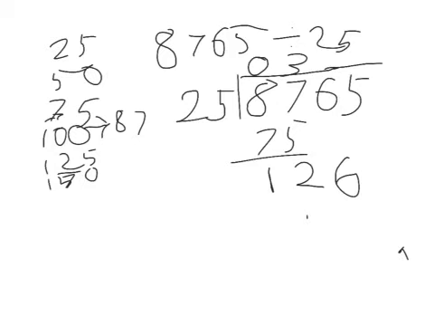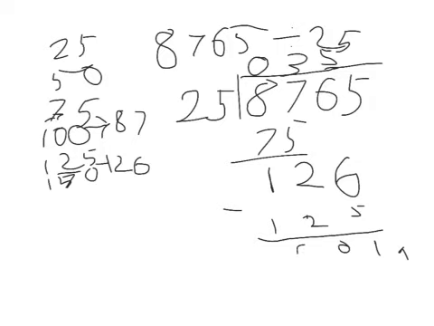So we do 25 divided into 126. So 1, 2, 3, 4, 5, which is 5 times. 5 times 25 is 125. So then you'll take away: 6 take away 5, which is 1. 2 take away 2, which is 0. 1 take away 1, which is 0.